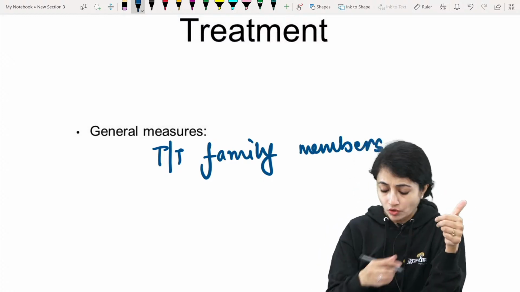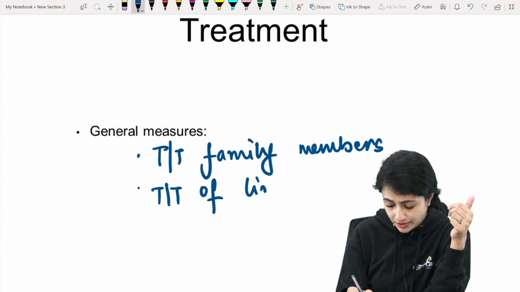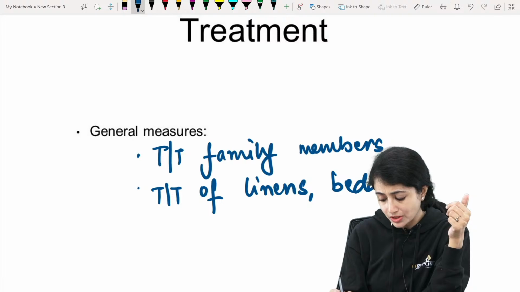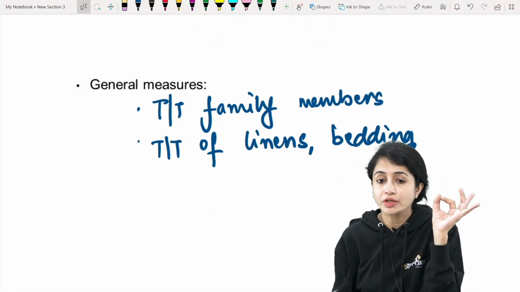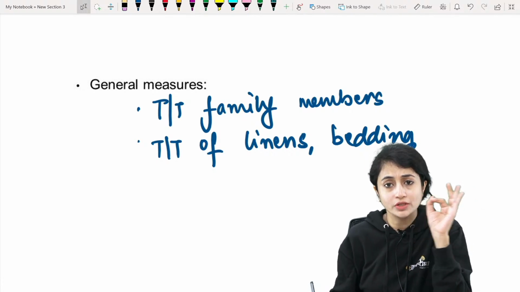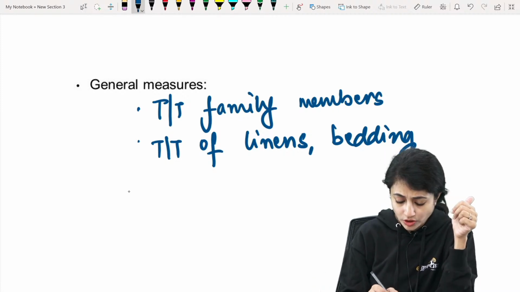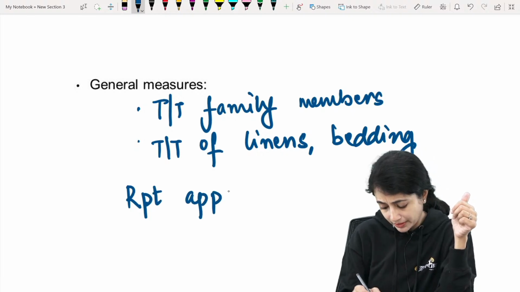So treatment of family members, treatment of linens, bedding is again very important because this parasite is also transmitted through fomites. So treatment of linens, treatment of bedding, treatment of family members, all of this is important. And the third most important point is you have to do repeat application.